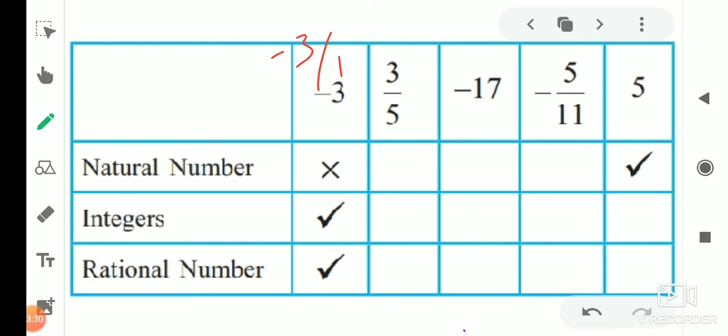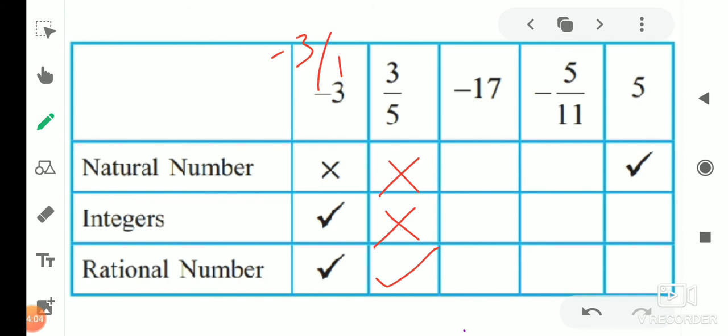Now 3 upon 5, is it a natural number? No, it is not a natural number because natural numbers do not contain fractions. Is it an integer number? No, it is not an integer number because integer numbers do not contain fractions. Is it a rational number? Yes, it is a rational number because it is expressible in the form of m by n, where m and n are integers and the denominator 5 is not equal to 0.